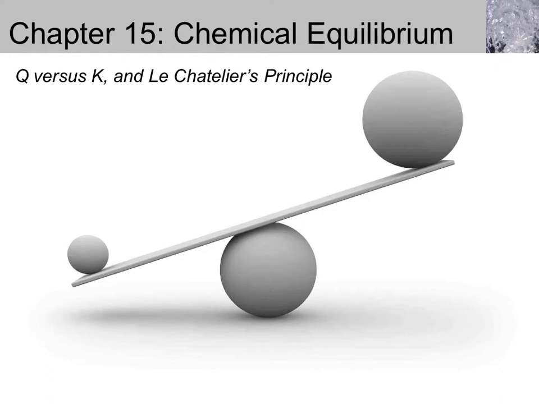This is the second lecture from Chapter 15, and this particular lecture focuses on comparing what we call the reaction quotient Q to K, the equilibrium constant, and then discusses a conceptual theory called Le Chatelier's principle.